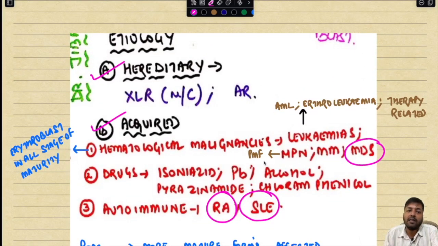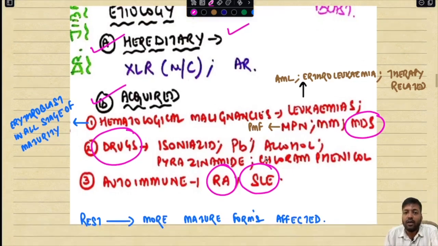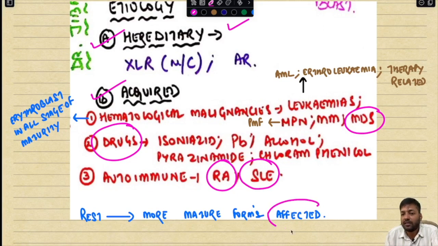Now remember, in case of hematological malignancies, usually the erythroblasts in all stages of maturity are affected, or they will show ring sideroblasts. Whereas in hereditary conditions and in conditions secondary to drugs, more mature forms of erythroblasts are affected. This is how morphologically you can guess the probable cause of ring sideroblasts.